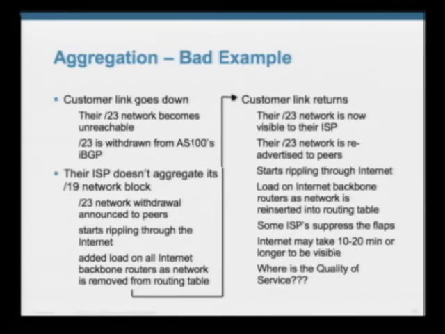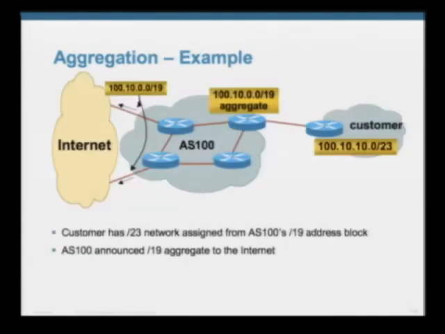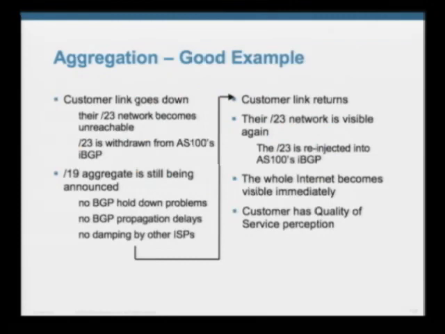Again, it's one of these strange things that some ISPs seem to think this is good. When I challenge them with this, it's kind of, oh, but it works, doesn't it? The internet is like any other service: you pay for something, you expect it to be there when you need it. Whereas if the ISP was also announcing an aggregate, or even just announcing its aggregate because there's no need to do anything else, it actually works better. Customer link goes down, the /23 disappears, withdrawn from AS100's IBGP, and that's it. Because the /19 aggregate is still announced, there are no propagation delays, nobody else sees the change, and all is fine.